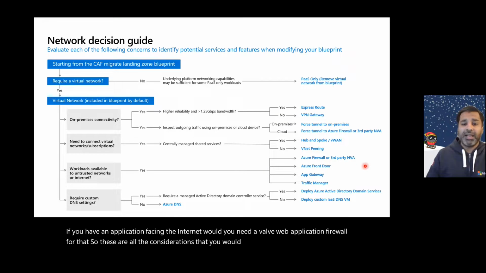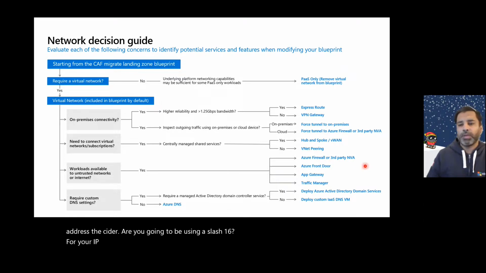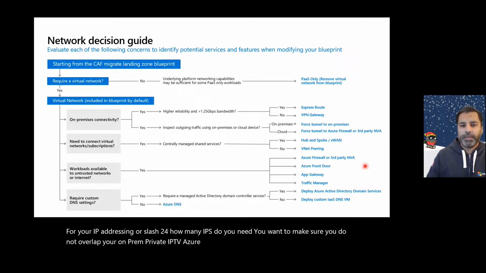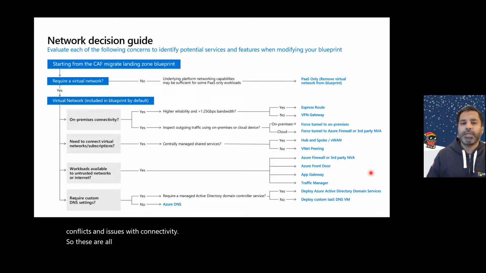The other one is the IP address, the CIDR. Are you going to be using a /16 for your IP addressing or a /24? How many IPs do you need? You want to make sure you do not overlap your on-prem private IP with the Azure private IP, because otherwise you'll have a lot of conflicts and issues with connectivity. So these are all the things that have to be planned and considered to make sure that your network is robust. Are you going to be using a virtual WAN?